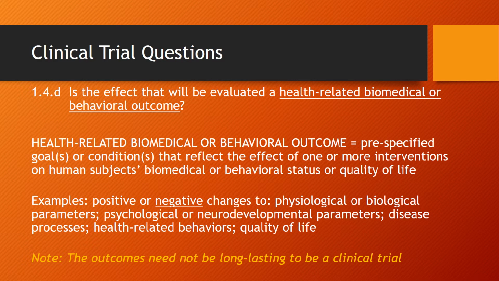These could include either positive or negative changes, so this goes to the point I was making before, where the intervention doesn't necessarily have to be therapeutic to be a clinical trial. Positive or negative changes to physiological or biological parameters, but also psychological parameters, overall disease processes, and any health-related behavior or quality of life type metric. The other thing that they point out in the extended definition is that these outcomes need not be long-lasting to be a clinical trial. Outcomes that are very transient in nature, and intended to be transient in nature, could still constitute a clinical trial.